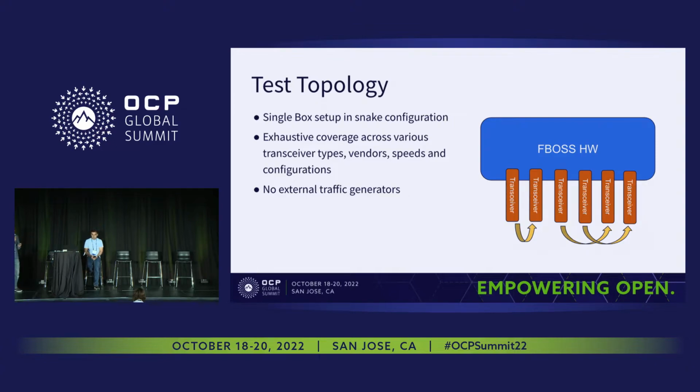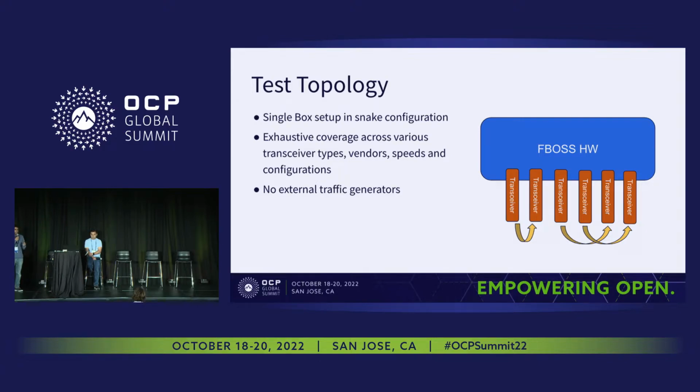So before we go into what each of these two tests do, let's look into the topology that these tests run on. So we use single box setups running FBOSS, and they're connected in snake configuration. So port A on the front panel is connected to port B, but on the same switch. Then we have exhaustive coverage across different transceiver types, vendors, speeds, configurations in these setups.